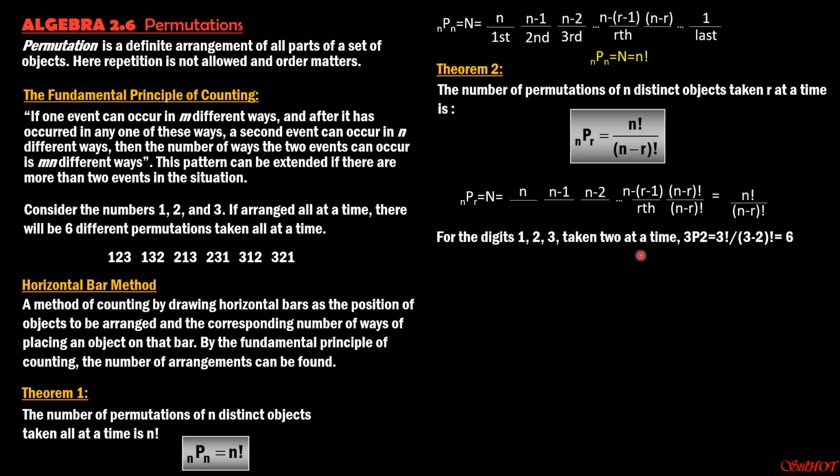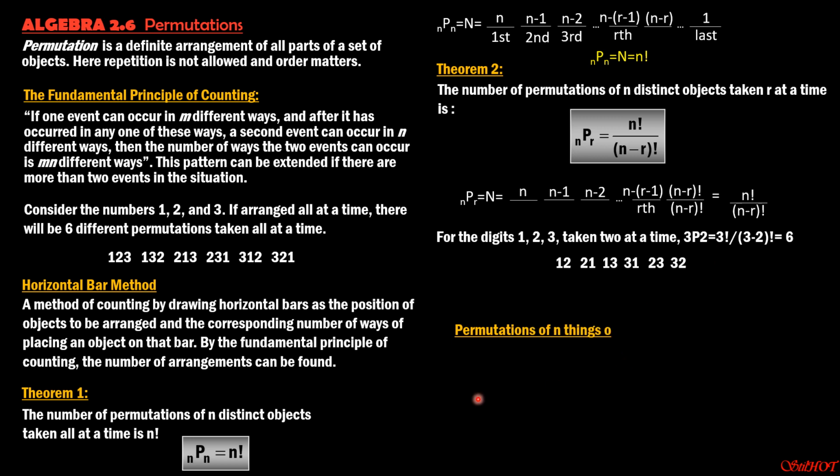3P2 is 6, and these 6 are 12, 21, 13, 31, 23, 32. So 12, 21, 13, 31, 23, 32. So there are 6 permutations of the digits, or the numbers 1, 2, 3 taken 2 at a time. So I hope it's clear and the formula is also clear. You can use the formula if you want. It will give us 6.